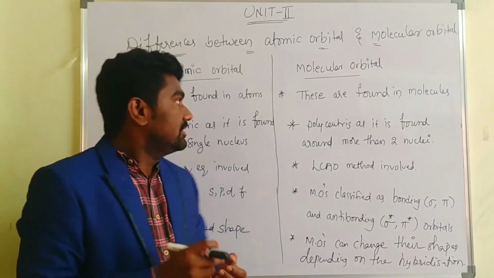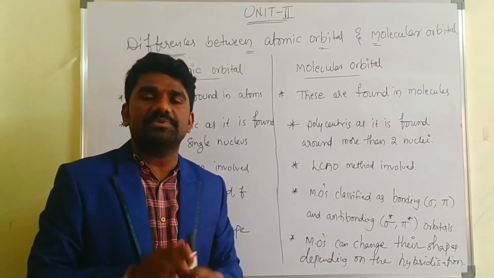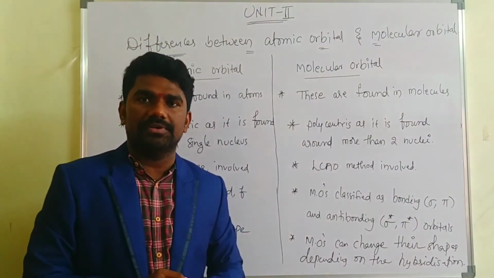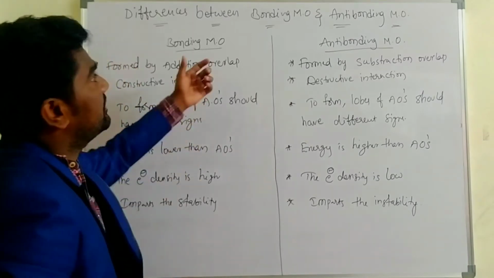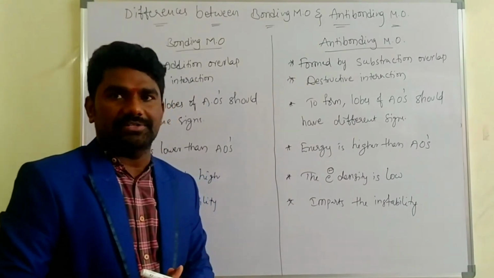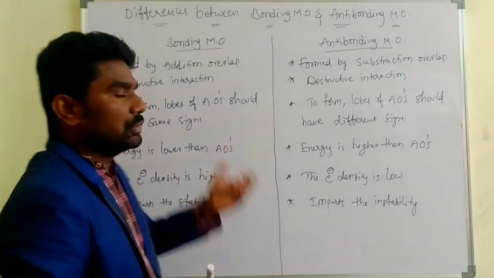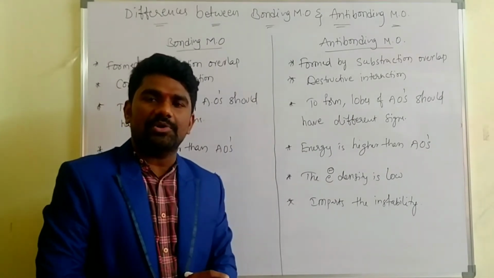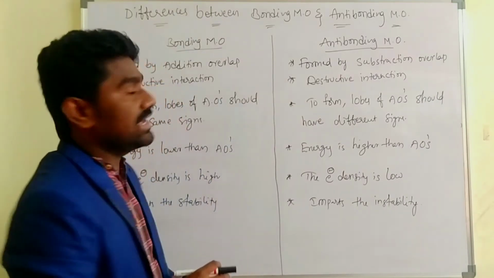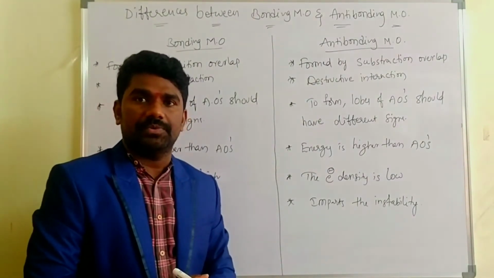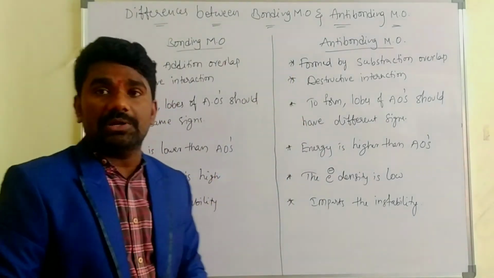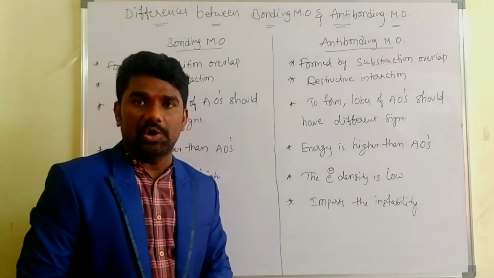Then we will check the differences between the bonding molecular orbitals and antibonding molecular orbitals. Coming to the differences, we have a few main differences between bonding molecular orbitals and antibonding molecular orbitals. Let's see what they are.